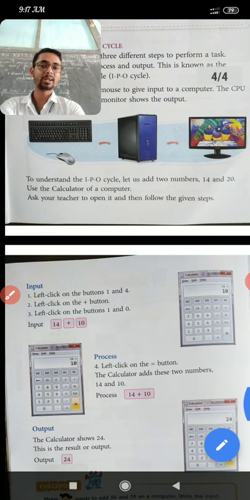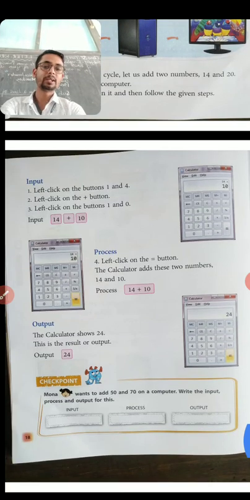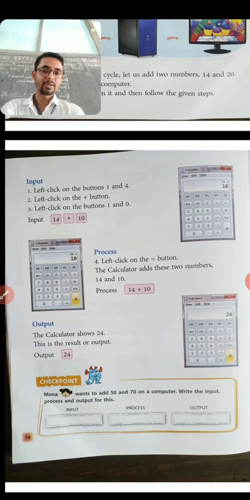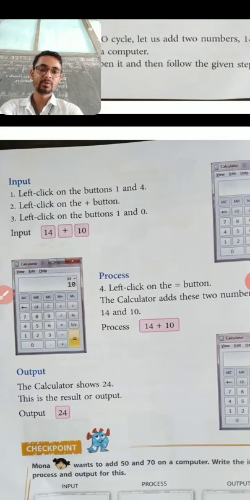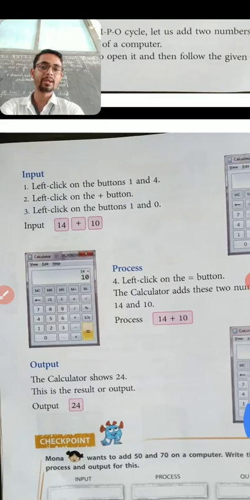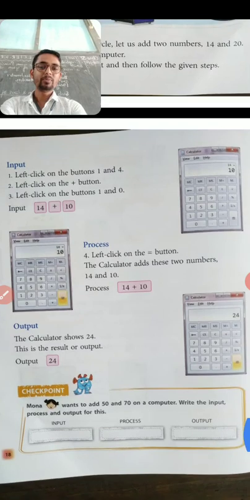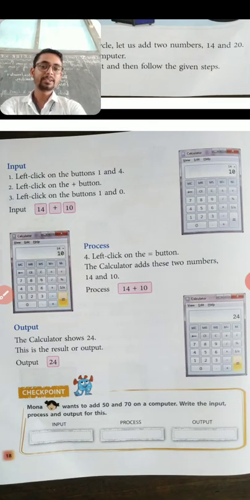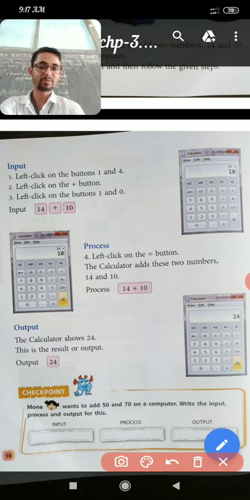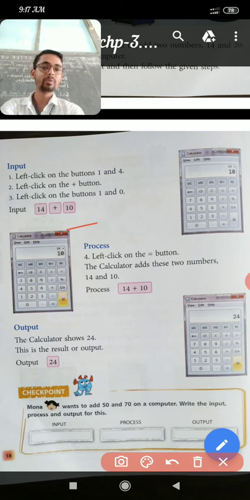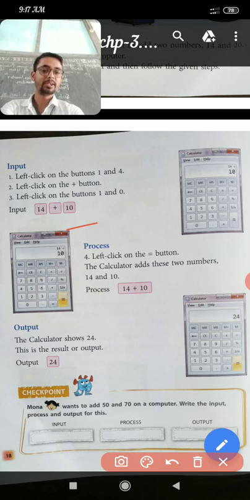For example, we can take a calculator. In a calculator, if we have to add two numbers, like 14 plus 10, what do we have to do? We first type 14. Then after pressing 14, we click the plus button. Then we press 10. And whenever we click the equal button, the result will show on the calculator. See here, you can see the result.